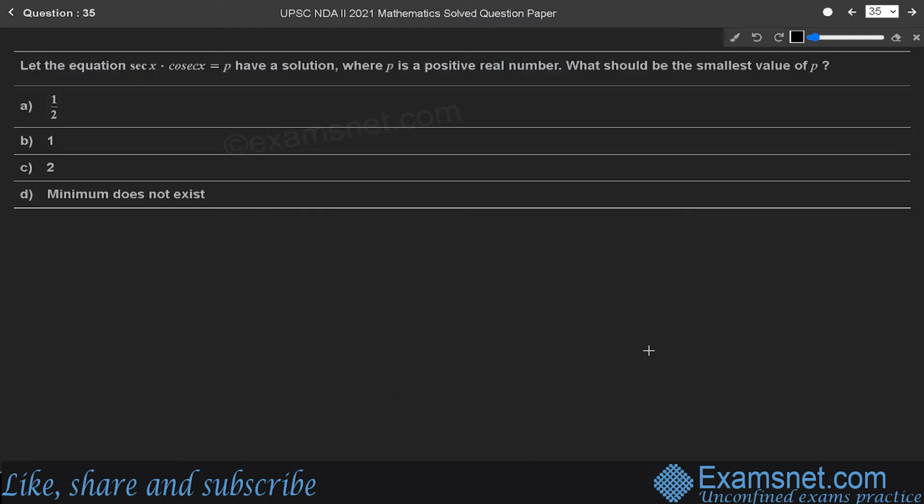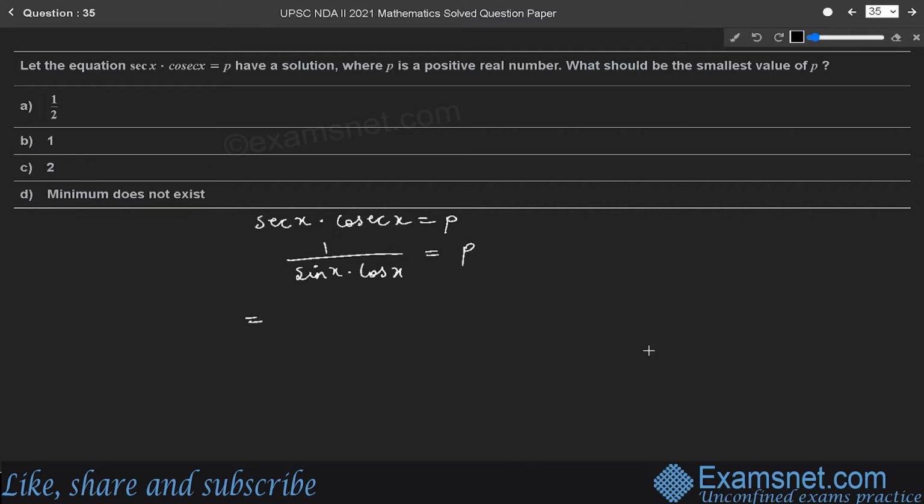Next question is, let the equation sec x into cosec x is equals to P have a solution where P is a positive real number. What should be the smallest value of P? See, it is given that P is a positive real number and we have to find the smallest value for P. So the given trigonometric expression can be written as 1 upon sin x into cos x, because we know that sec x is equals to 1 upon cos x and cosec x is equal to 1 upon sin x. So it will be equals to P.